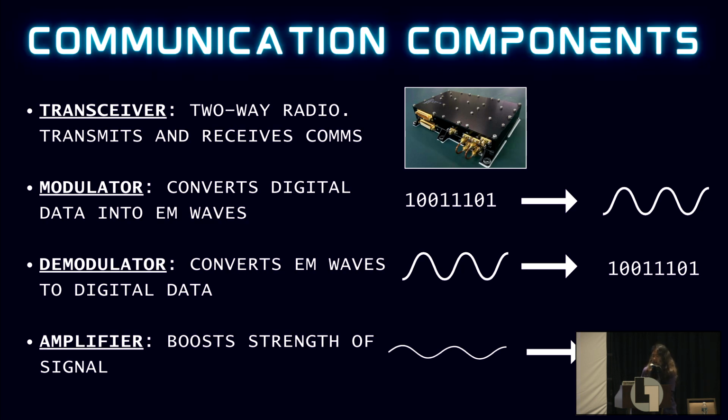As for the key communication components, most satellites have a transceiver on board, meaning that they have transmission and reception capabilities. They'll also have a modulator and a demodulator. A modulator converts digital data, so you have a binary that's being processed into a radio frequency wave, so it can be transmitted across space to a ground station on the ground. The demodulator does the opposite sequence, where when you have a radio frequency wave propagation, you can convert it back down to digital binary, and then the amplifier, which boosts the strength of the signal.